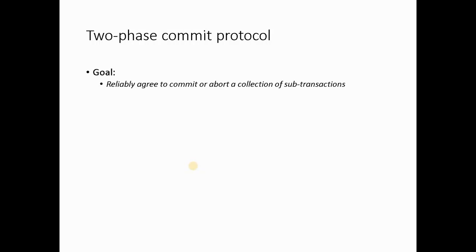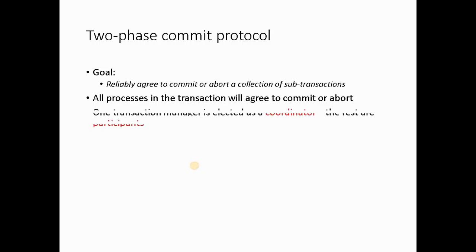The goal is to reliably agree to commit or abort a collection of sub-transactions, because this transaction happens in multiple different sites, and the transaction managers in those sites are responsible for handling this. So all processes in the transaction will agree to commit or abort. We talked about this earlier as well. It's a unit of work: either it will execute, as a logical unit, or it will abort.